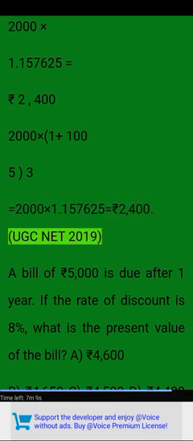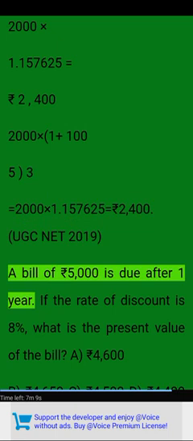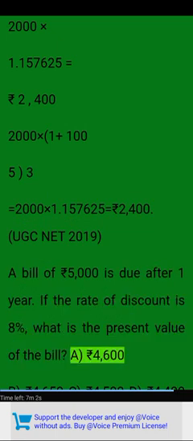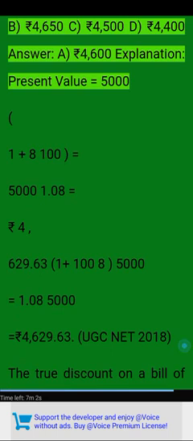UGC NET 2019. A bill of 5,000 rupees is due after 1 year. If the rate of discount is 8%, what is the present value of the bill? A. 4,600 rupees. B. 4,650 rupees. C. 4,500 rupees. D. 4,400 rupees. Answer: A, 4,600 rupees. Explanation.